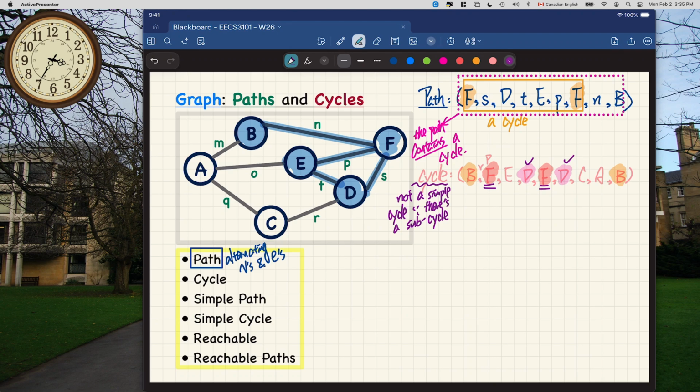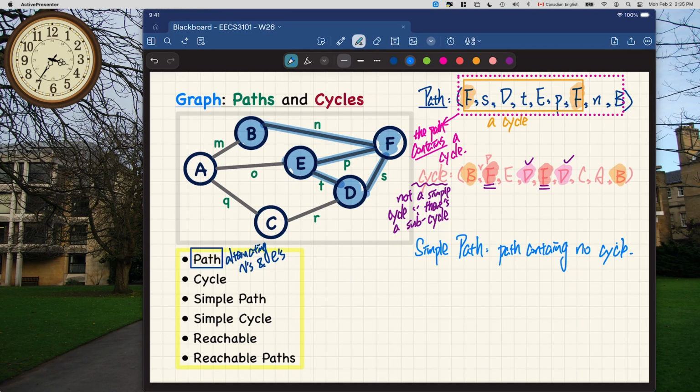Okay, so now path and cycle, in general. And there are notions about simple path and simple cycle. Let's just see an example quickly. So we also got something called a simple path. Basically, it's a path containing no cycle. So there's no duplicates of the vertices, because if there's any duplicate, that means it contains a cycle.